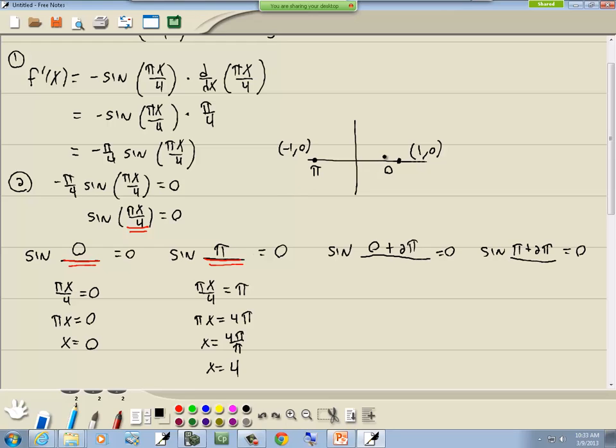Because remember on our unit circle, whenever we add 2 pi, we're back to where we started. So by default, sine has to be equal to 0 there also. So sine of 2 pi is equal to 0. And this one, pi plus 2 pi gives us 3 pi, which is also 0. Now again, we're going to take the pi x over 4 and set it equal to each one of these.